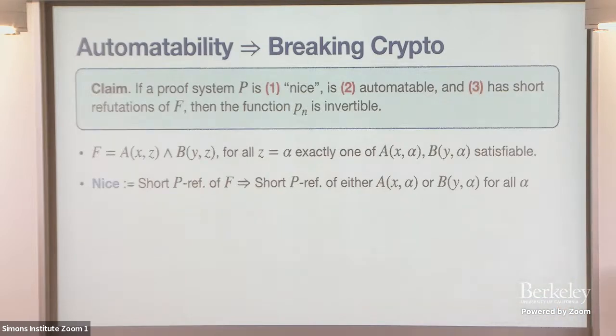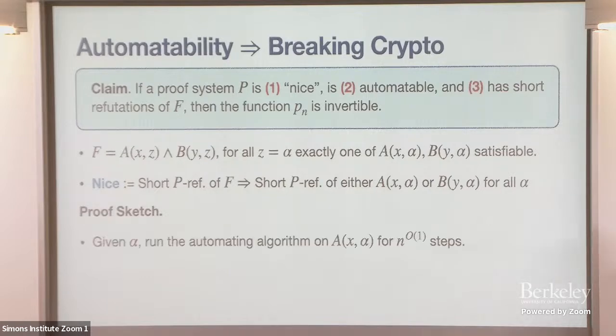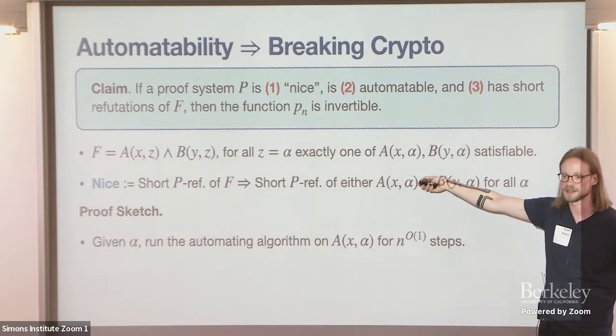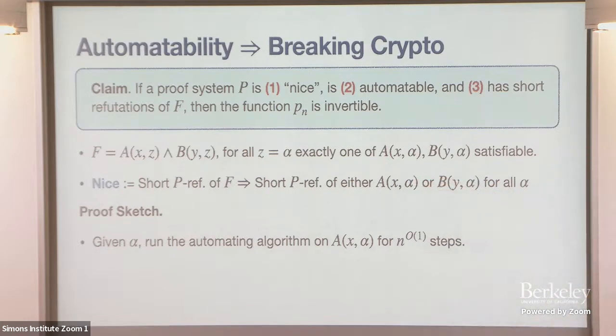So what does nice mean? Well, nice just means that if I have a short refutation of f, then I can extract either a short refutation of this left-hand side or of this right-hand side after I plug in some of these z variables. Okay. And now here's a sketch of the proof. I want to invert this function. So I'm given some output, some assignment to the z variables, and I want to predict, say, the ith bit of the input. Okay. So how am I going to do it?